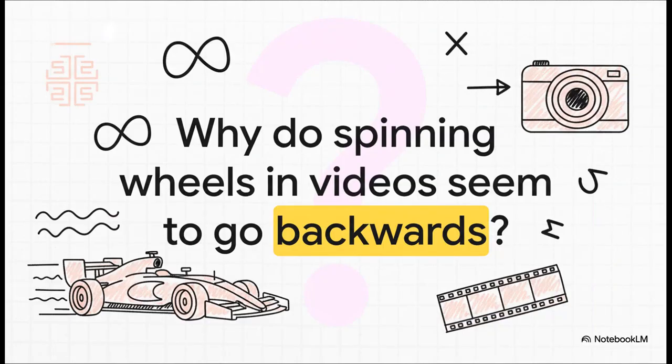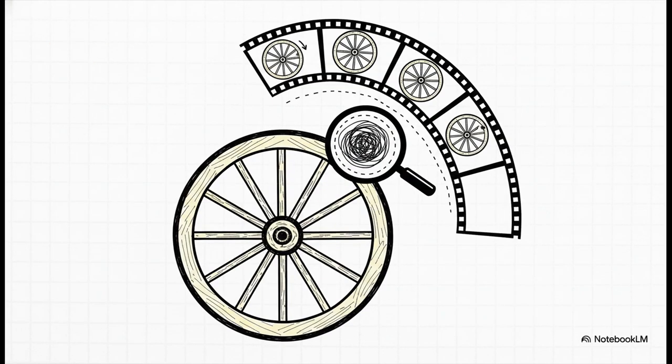So think about it for a second. Why does this happen? You see a car speeding up, but the wheels look like they're hitting the brakes, or maybe even spinning completely backwards. What is going on there? It feels like it breaks the laws of physics, but the secret isn't in the car, it's in the camera. Turns out, this thing has a name. It's called the wagon wheel effect.